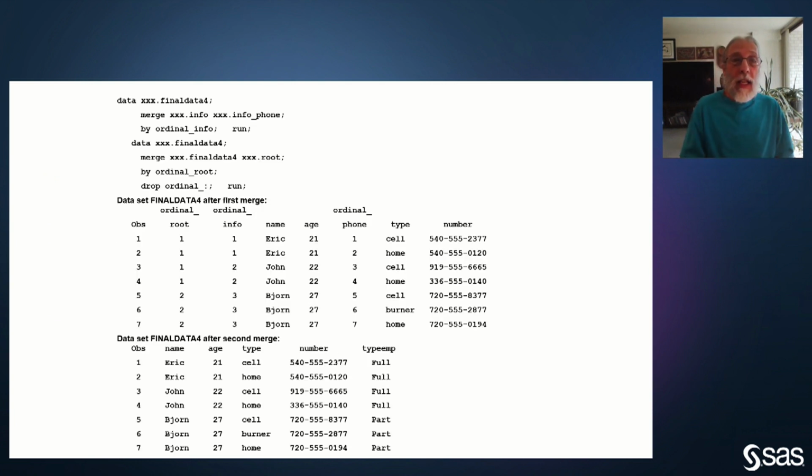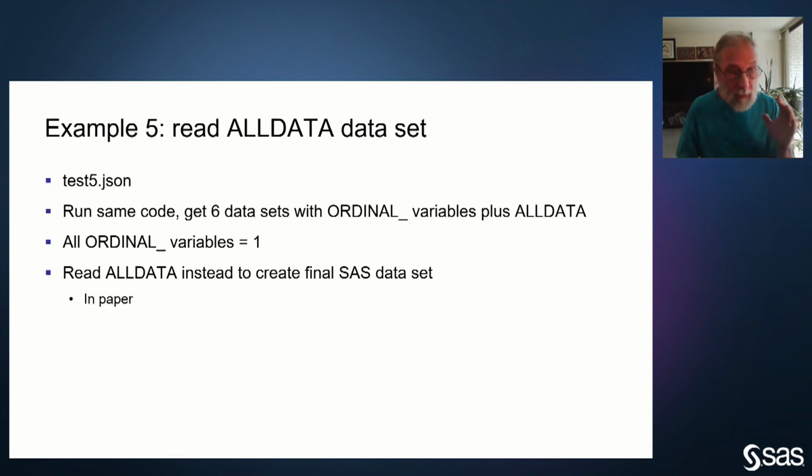So here are the 2 merges that I did in order to take the original component data sets of info, phone, and root and put them together. And in 2 merges, I've managed to create a final data set that has all the data that we want. So this requires a little bit different way of looking at it, but there is still the opportunity to do a fairly automated merge and also to look for name repeats.